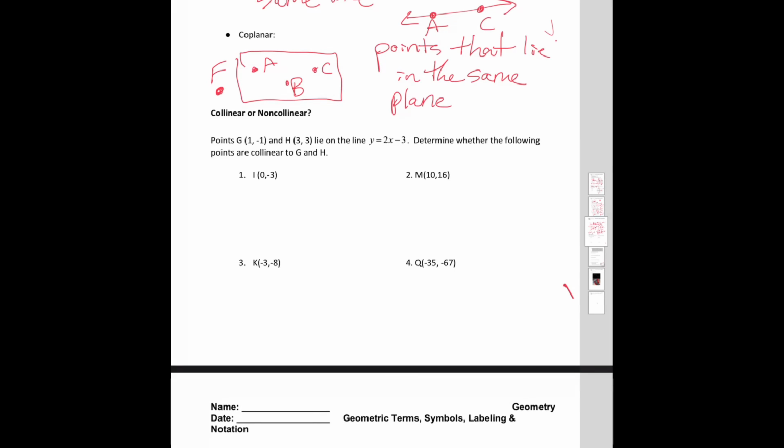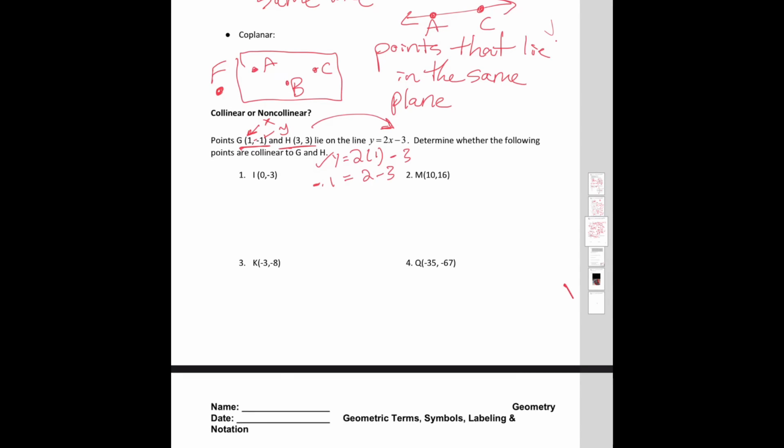So that means if I plugged in either one of these points, G or H, into this equation of a line, the equation would work. So let's do test point G. If we did 2 times 1 minus 3, so I plugged in my 1 for x, I get that this is equal to -1, which is my y value here. So yes, I just proved what we were saying up here, that these are collinear, or on this line.